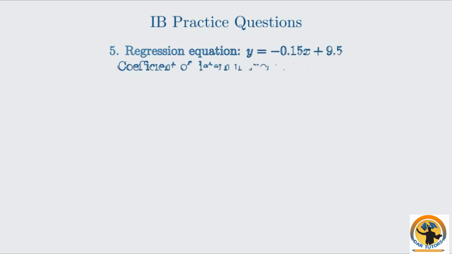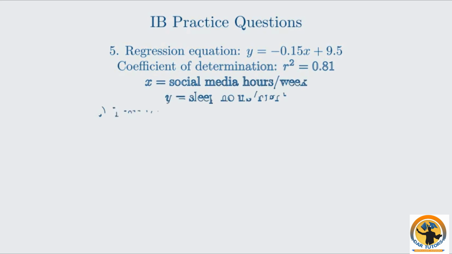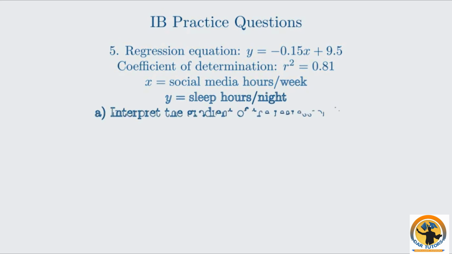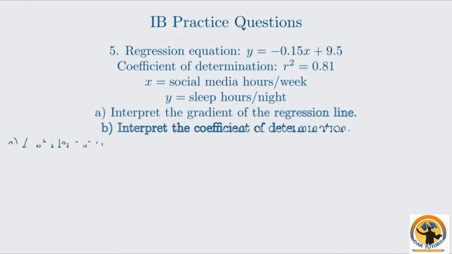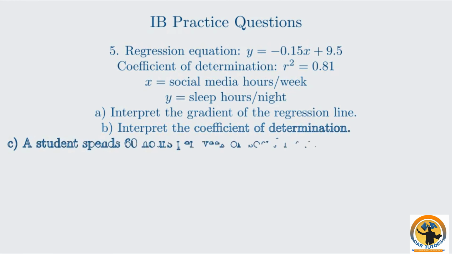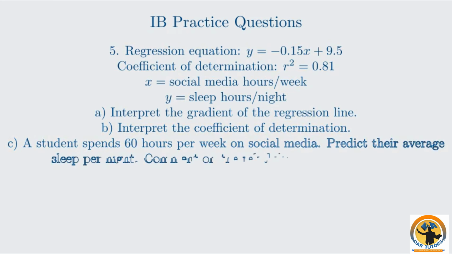Question 5. A researcher studies the relationship between the number of hours students spend on social media per week, x, and their average sleep per night, y, in hours. The data for a random sample of 12 students is collected. The linear regression equation is found to be y equals negative 0.15x plus 9.5. The coefficient of determination, r squared, is 0.81. Take a moment to solve this final problem.